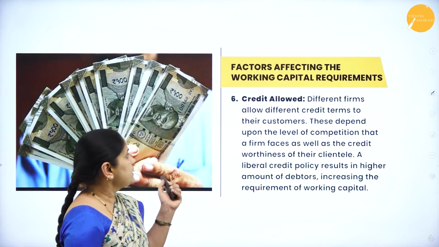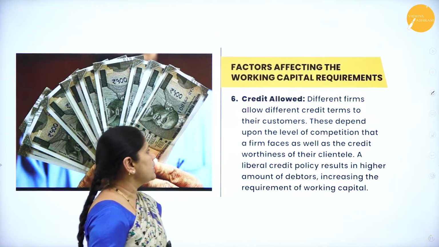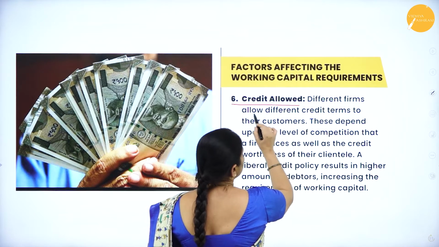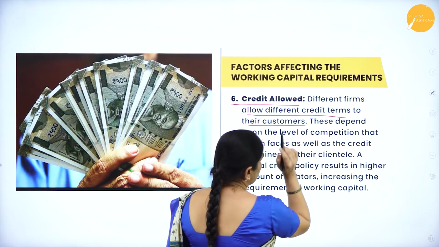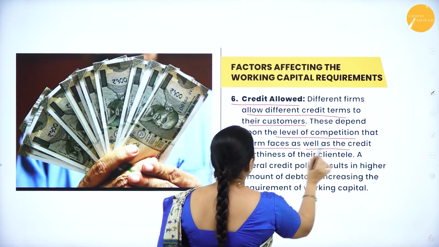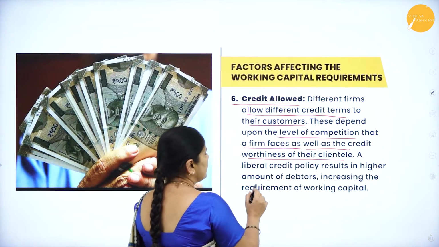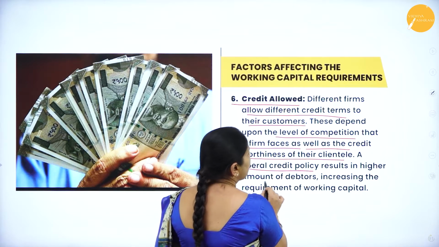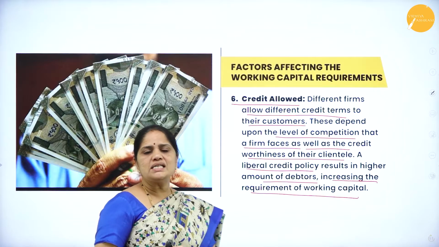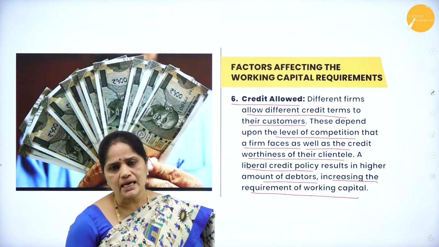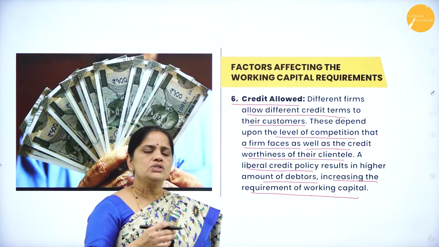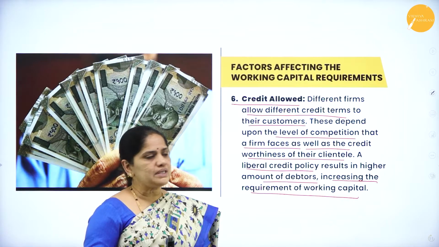Then the next factor which affects the working capital requirement is the credit allowed. Now, what do we mean by credit allowed? Different firms allow different credit terms to their customers. These depend upon the level of competition a firm faces as well as the credit worthiness of their clientele. A liberal credit policy results in higher amount of debtors, increasing the requirement of working capital. Now, what is the credit allowed by the organization for its customers? What is the period within which the customers have to repay the money? So, this factor will affect the working capital requirement.